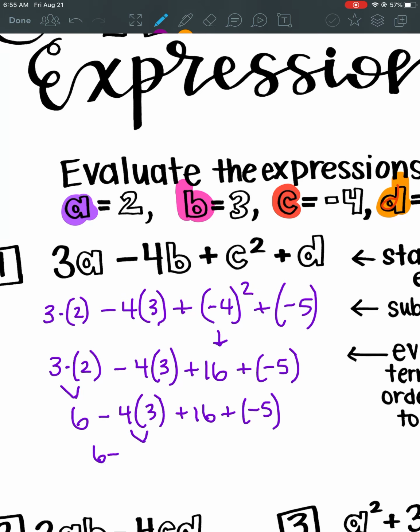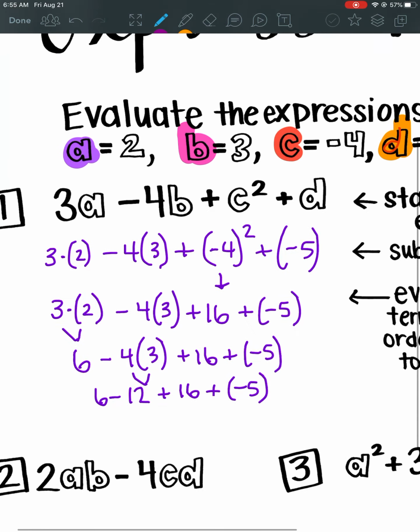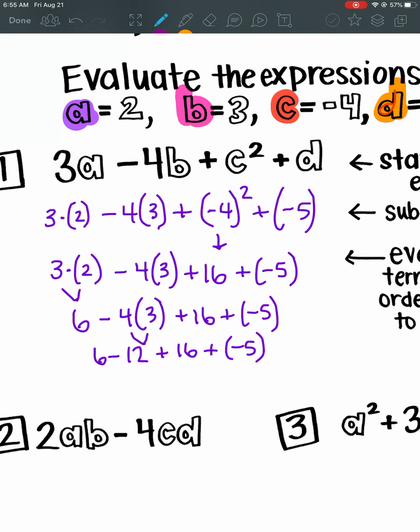Then we have a multiplication here as well. So 6 minus 12 plus 16 plus negative 5. Then all we have left is addition and subtraction. So we go left to right. So 6 minus 12 is negative 6. Negative 6 plus plus 16.